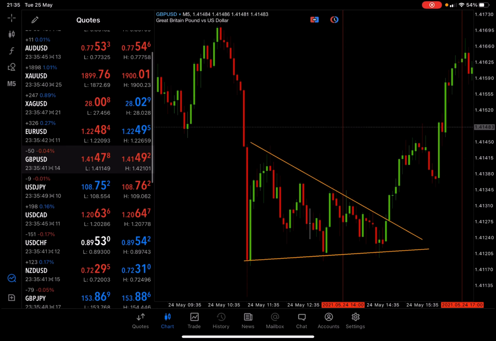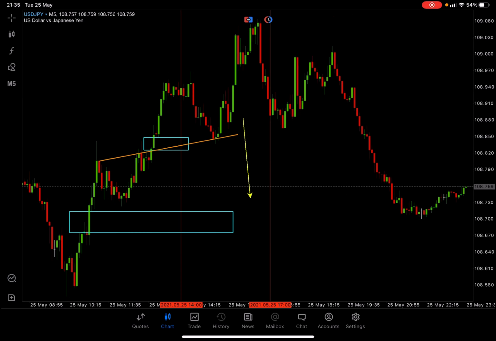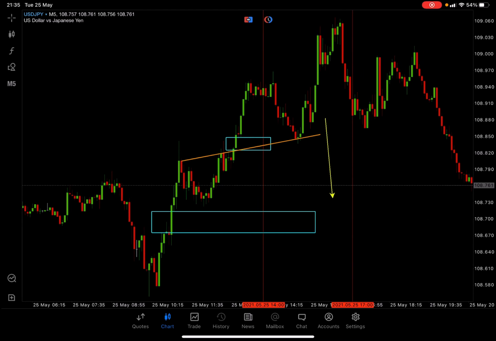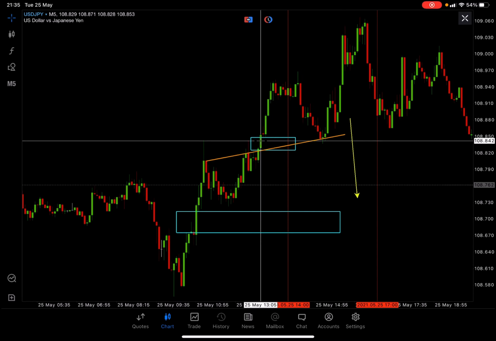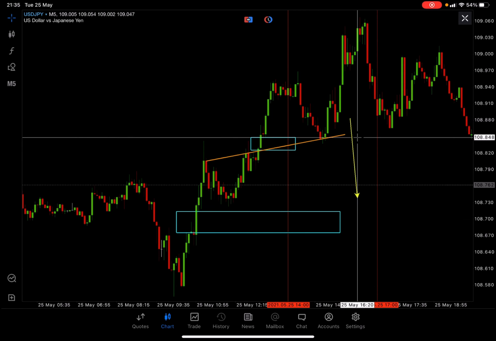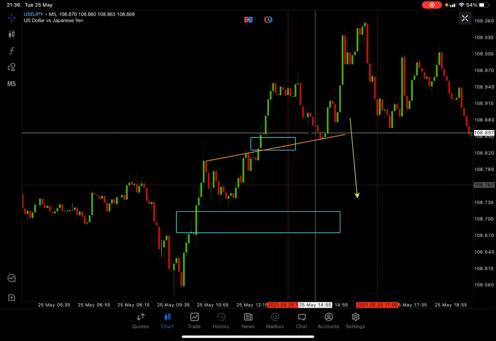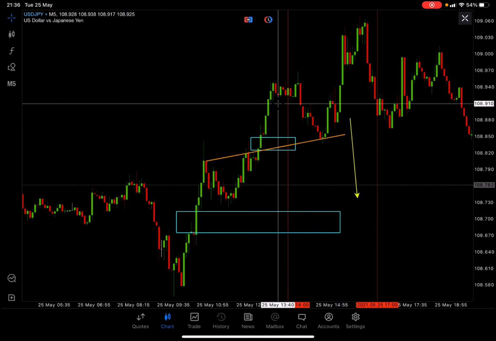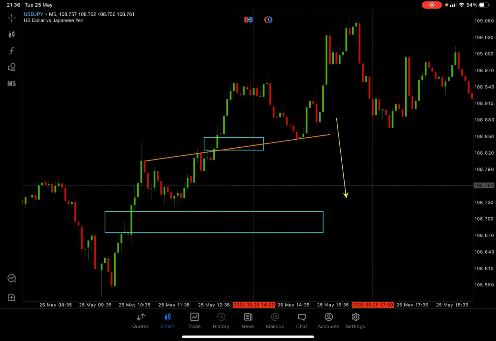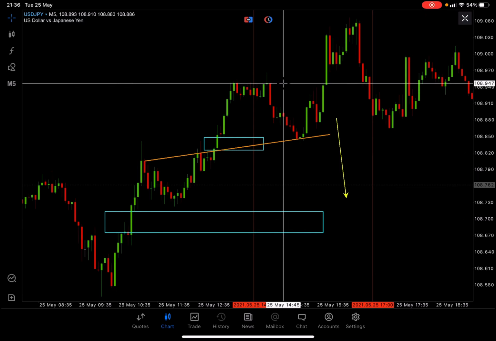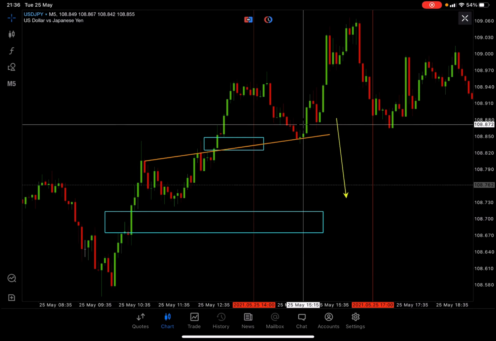Next one, I'm going through this as quick as I can. This one was today. USD JPY, liquidity down here, liquidity down here. I am looking for a sell setup. So you might have hit stop loss on this one because you would have had a support going along there. So it's showing you we are still bullish.